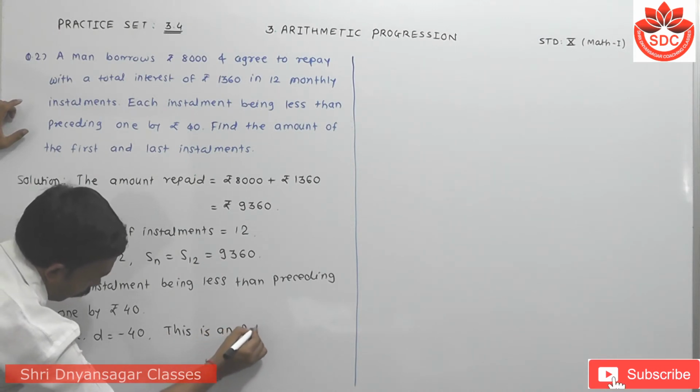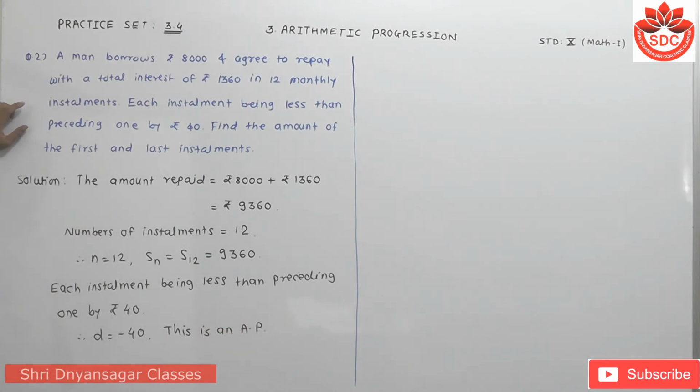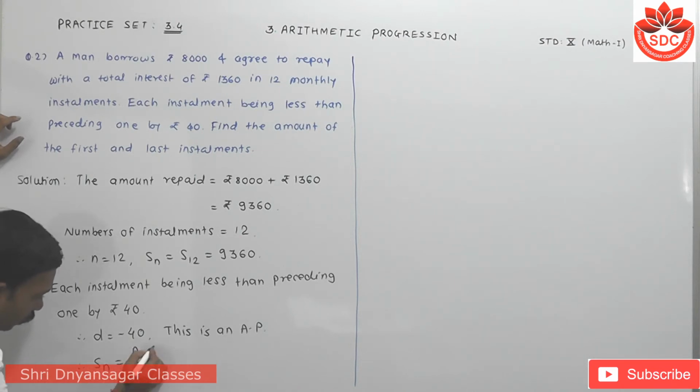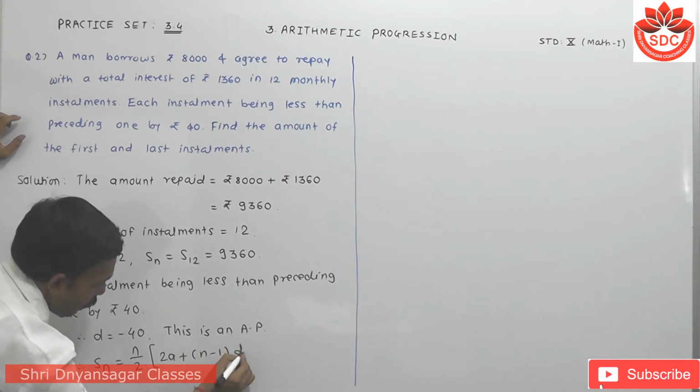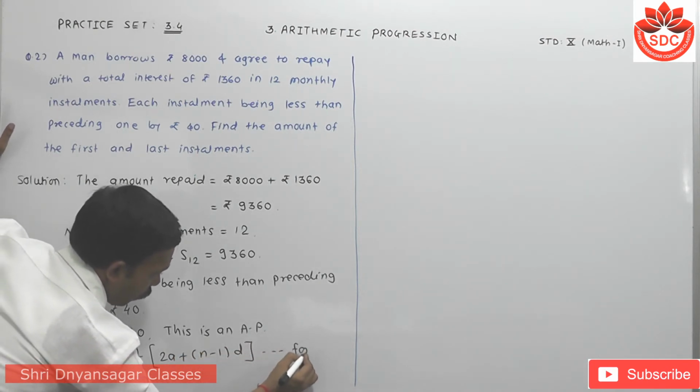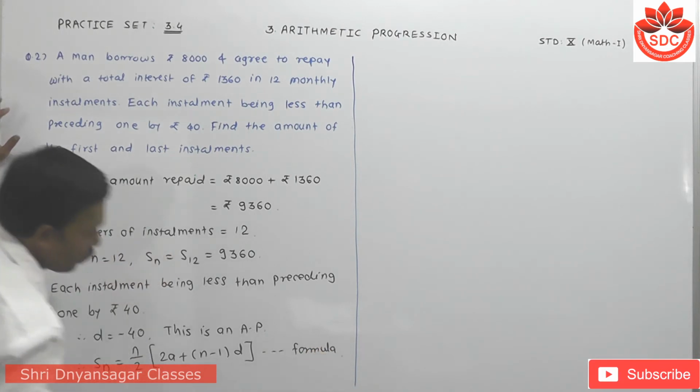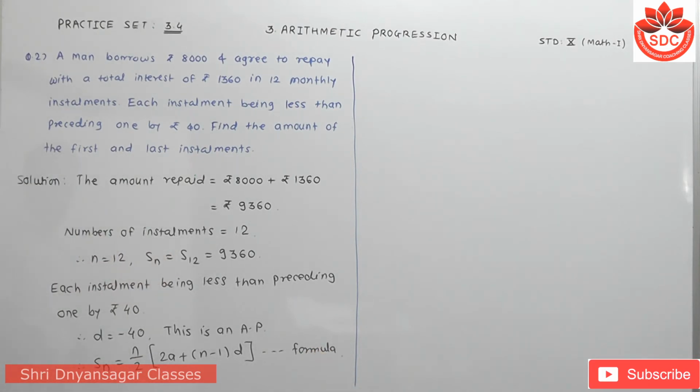In this AP, a is the first term, which we have to find out. n is 12, d is minus 40, and Sn is also given. So we know the formula: Sn is equal to n upon 2 in bracket twice a plus n minus 1 into d. We have to use this formula to solve this example.